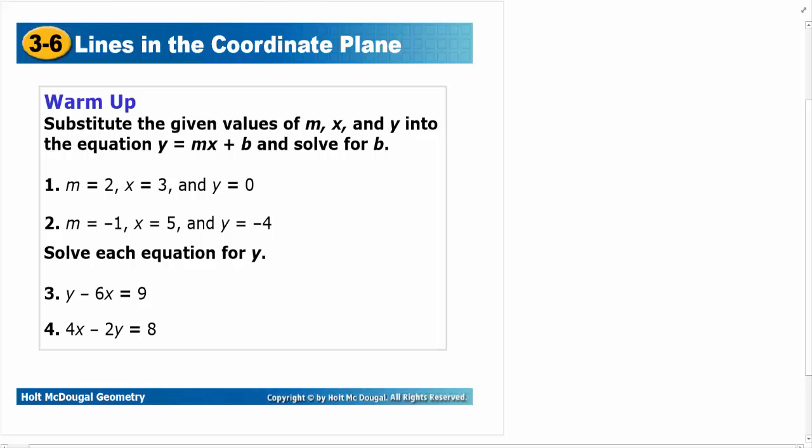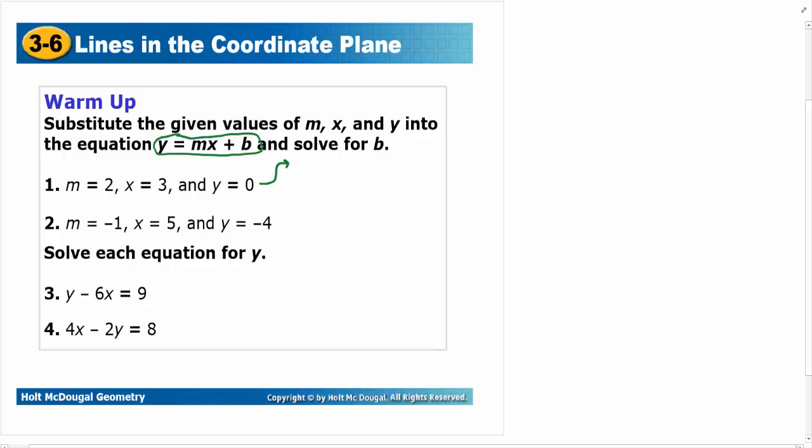So here we're just asking you to substitute the given values of m, x, and y into the equation y equals mx plus b. If you don't know this equation, you should, but it is slope-intercept form. We'll talk about that in this lesson. So we're just going to plug these in and solve for b.